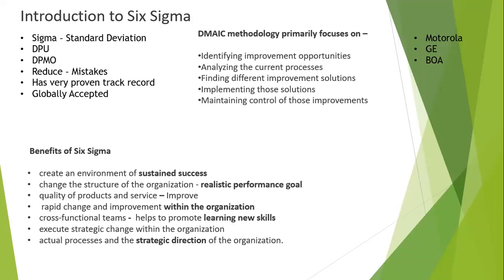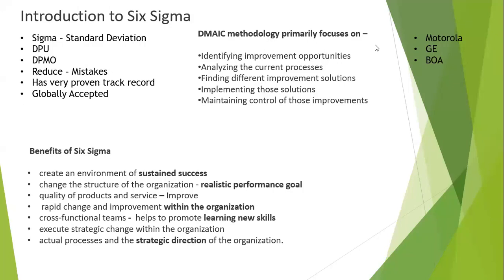Usually Six Sigma talks more about millions: whatever error you are getting, how it will reflect in a million opportunities. That is the major thing in Six Sigma. We'll see that in detail in the coming chapters. Mainly it's about reducing mistakes. Six Sigma has a very proven track record. It is a globally accepted methodology. And mainly the DMAIC. Six Sigma talks about the DMAIC.